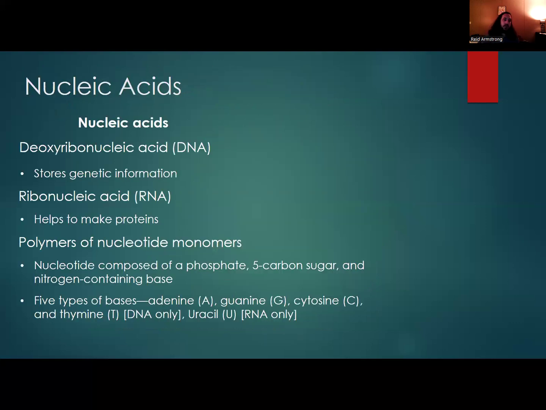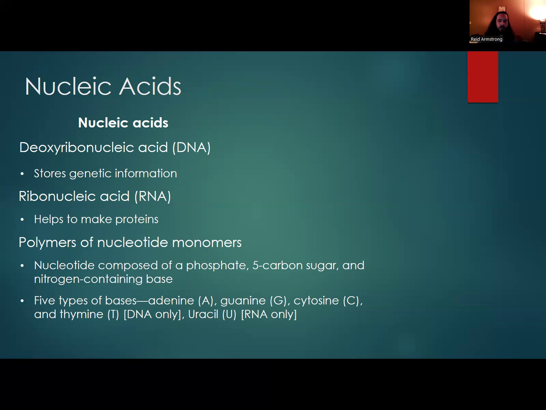So nucleic acids. DNA, which is deoxyribonucleic acid, stores genetic information. So we've heard of this one. This is what makes your body. This is what tells your body how to function, how to build, how to do everything. And then we have ribonucleic acid, or RNA, and it helps make proteins. So there are polymers of nucleotide monomers. Nucleotides are composed of a phosphate, a 5-carbon sugar, and a nitrogen-containing base. 5 types of bases, and that's going to be adenine, guanine, cytosine, and thymine. If you have RNA, it's going to be uracil.